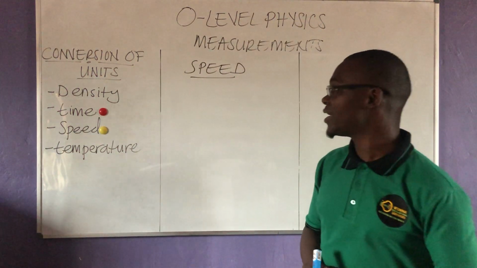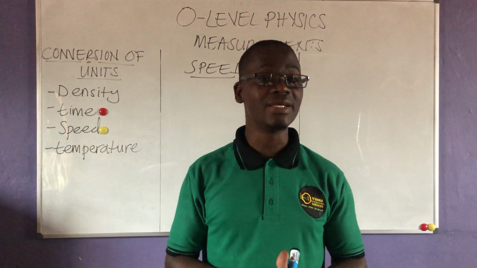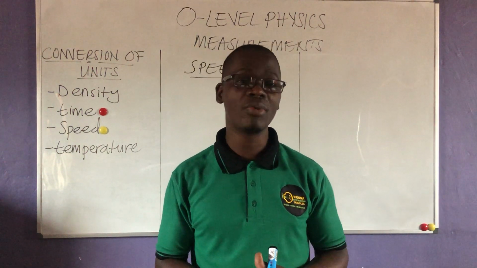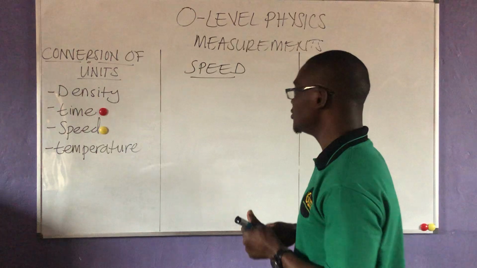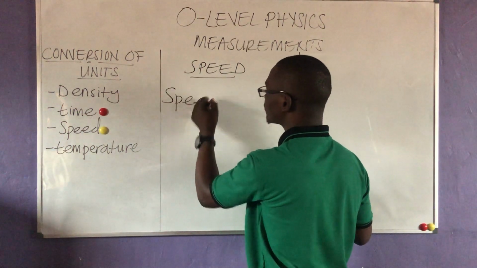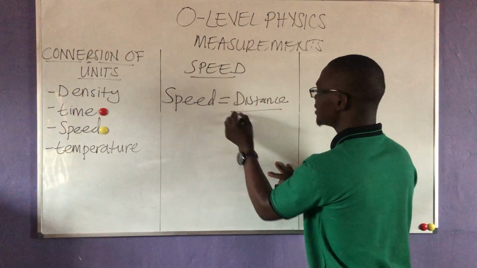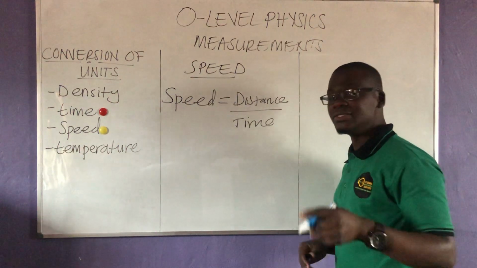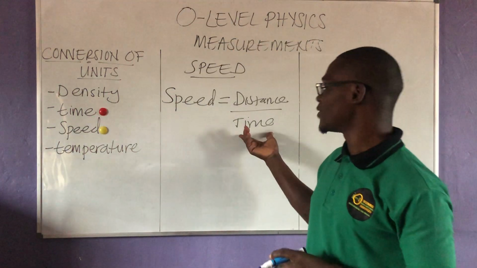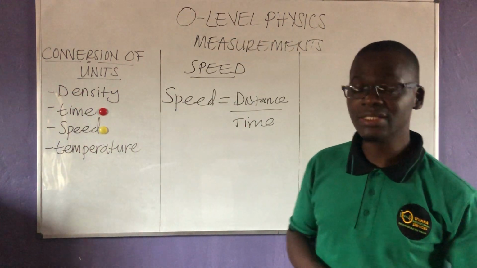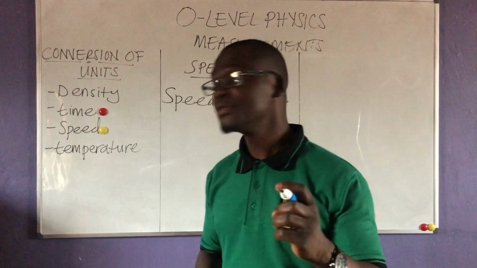So speed is defined as the ratio of distance covered by a body to the time taken to cover that distance. And therefore, speed is given as the distance over time: the distance covered by a body over the time taken to cover that distance. And from that formula, we shall get the units of speed.